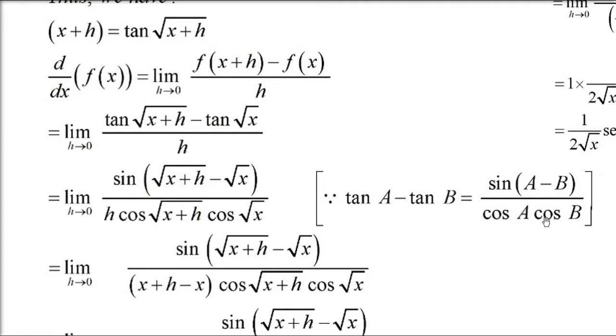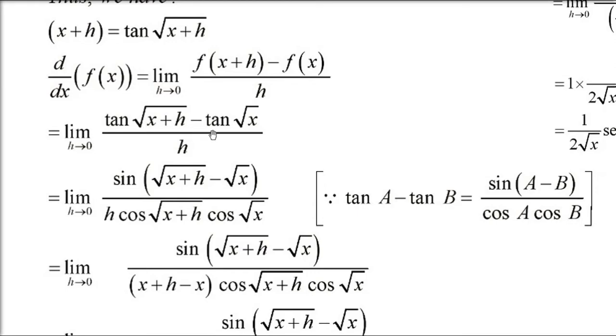Of course, we have already seen that if you write tan under root x plus h as sin under root x plus h by cos under root x plus h, and tan under root x as sin under root x by cos under root x, after cross multiplication it will be sin a cos b minus cos a sin b. So it will be sin of a minus b only. That is what you see here in the formula. So you can just write sin of a minus b, that is sin of under root x plus h minus under root x, divided by cos a cos b, which is cos under root x plus h and cos under root x. This is the direct way.